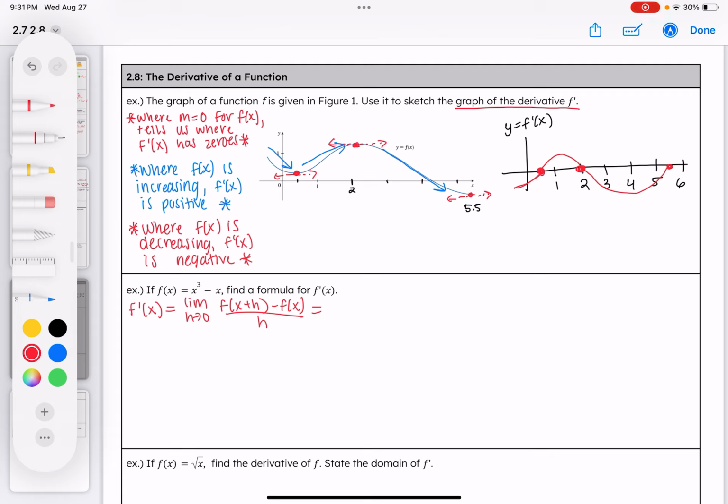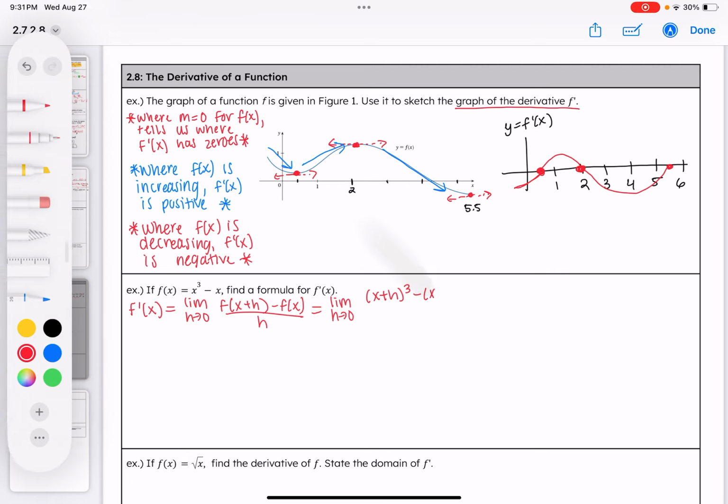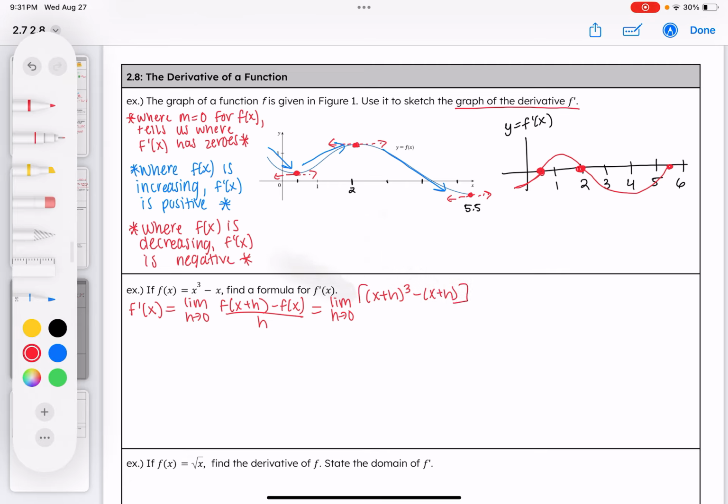Now when I'm plugging in my function for this problem, what that looks like is the limit as h approaches 0. F of x plus h, so wherever I have an x in my original function, I'm substituting x plus h into that. So I have x plus h cubed minus x plus h. Okay, that is for my first piece of my limit definition. From there, I'm subtracting f of x, which is just my original function. So subtracting x cubed minus x, and I'm putting that all over h.